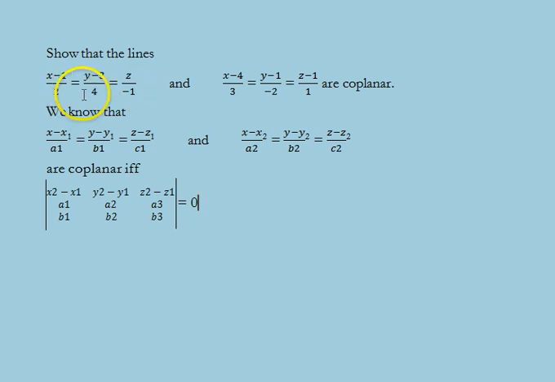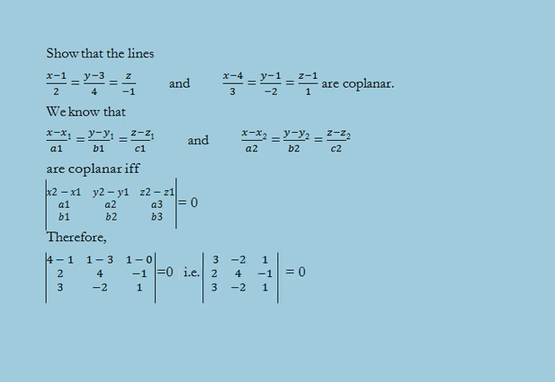Therefore, the given lines are coplanar if the value of the determinant whose first row is 4 minus 1, 1 minus 3, 1 minus 0, second row has elements 2, 4, minus 1, and the third row is 3, minus 2, 1, is equal to 0. For coplanarity, this determinant must be equal to 0. That is, the value of this determinant with row 1 as 3, minus 2, 1, second row 2, 4, minus 1, and third row 3, minus 2, 1 must be equal to 0.